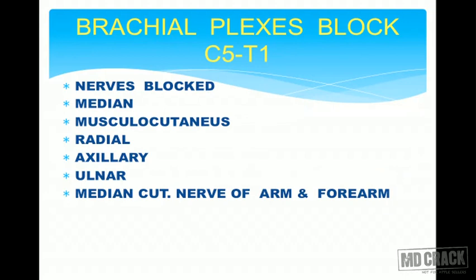Then what are the nerves blocked by this particular approach? First is the median nerve, musculocutaneous nerve, radial nerve, axillary nerve, ulnar nerve, and medial cutaneous nerve of arm and forearm. Thus, most of the nerves supplying the upper limb, both sensory and motor, are blocked by this block in the supraclavicular approach.